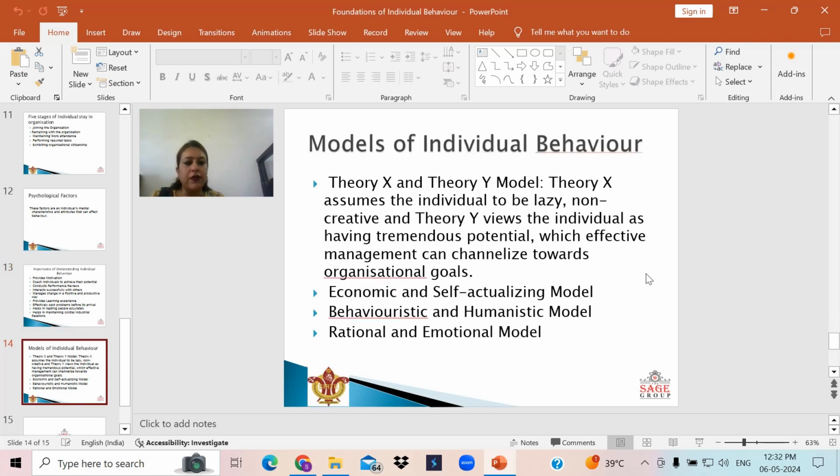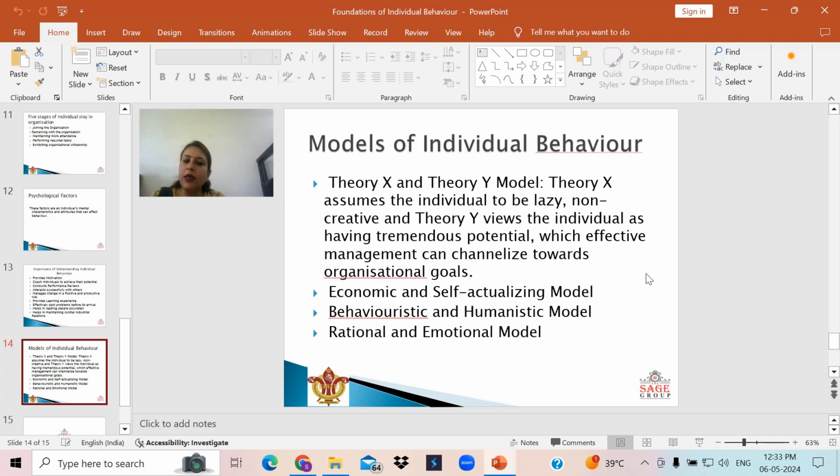These are the various models which we can use to assess individual behavior, that is Theory X and Theory Y, where Theory X assumes the individual to be lazy and non-creative, whereas Theory Y views the individual as having tremendous potential which effective management can channelize. So we can use these models to identify whether the individual working in an organization is a lazy kind of person or a person of tremendous potential. So we can categorize accordingly and try to improve the lazy person to the level with the help of which we can achieve our goals.